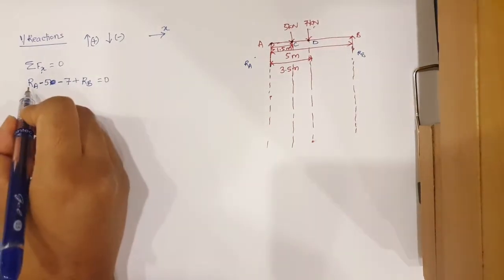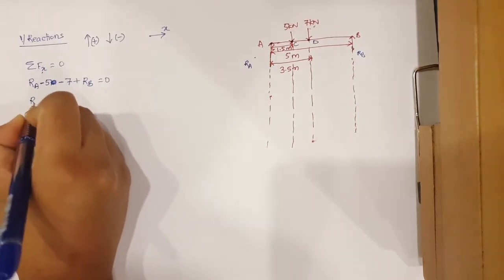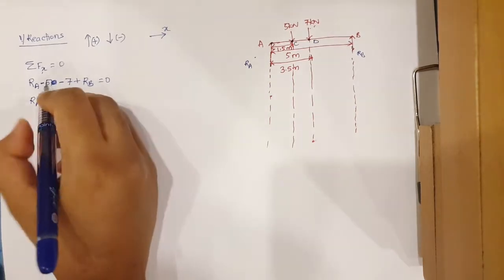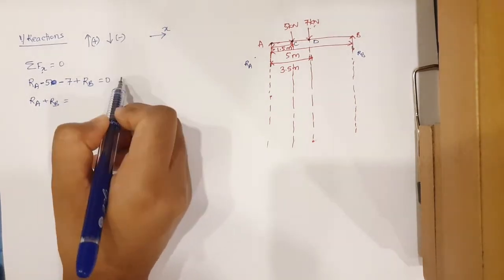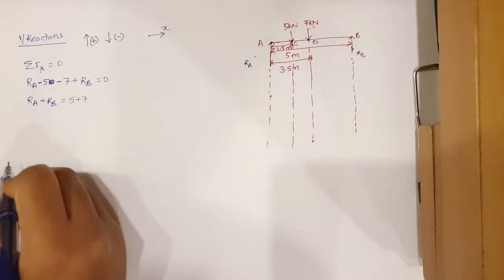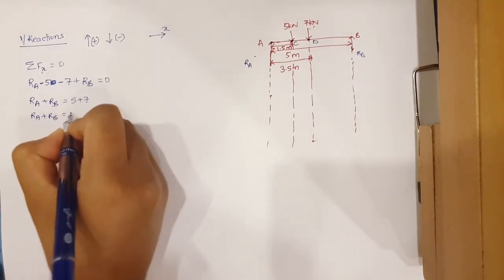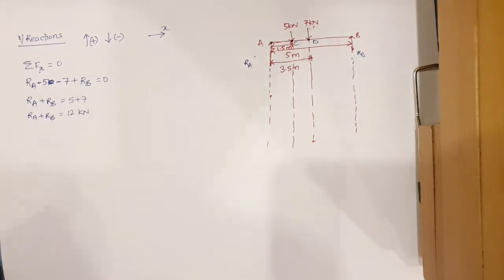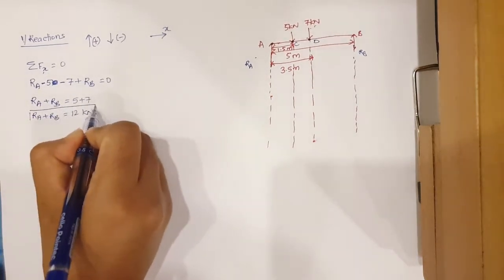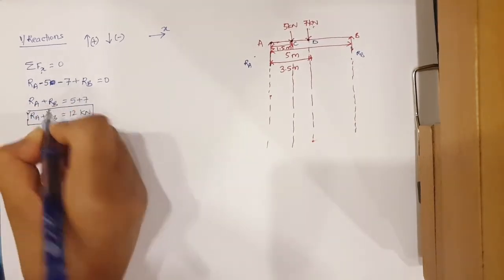Right? Now we will keep all the like terms together. RA and RB, they are like terms, so we'll keep them together. RA plus RB will be equal to, if we send the minus 5 and minus 7 to the right hand side, their sign will change. It will be 5 plus 7. So we have RA plus RB equals to 12 kilonewton. Right? Now we have found this equation. Still we need to find RA and RB.